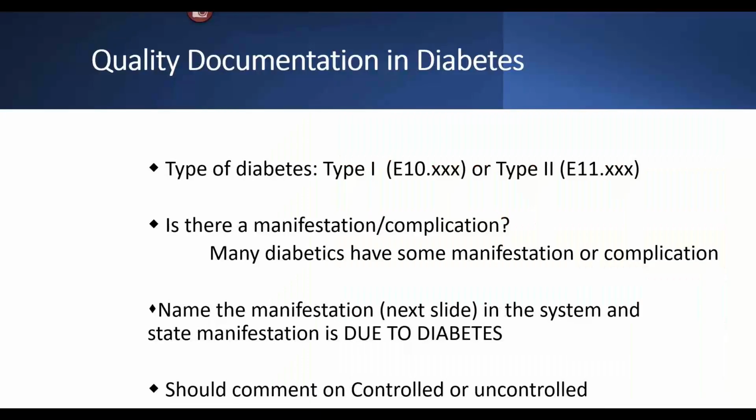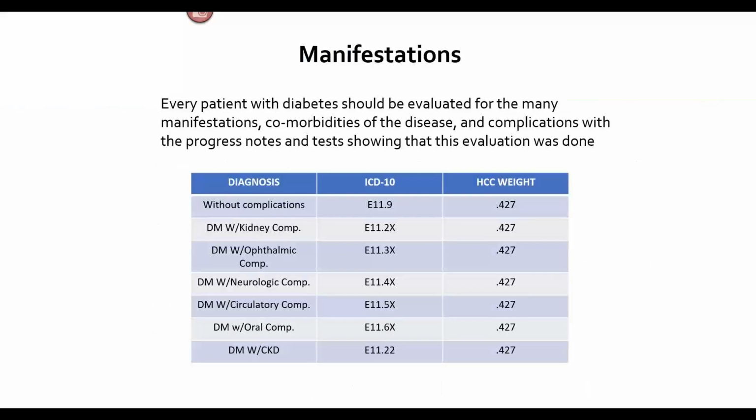Diabetes, as you saw, is on the top of both of those lists, near the top for the adults and higher up for the kids. Of course, there's going to be type 1 in kids. 90 to 95% of diabetes in the United States is type 2, but in children, of course, it's type 1, 100%. Is there a manifestation or complication? Always document this. Name the manifestation and state the manifestation is due to diabetes. You should always comment controlled or not controlled.